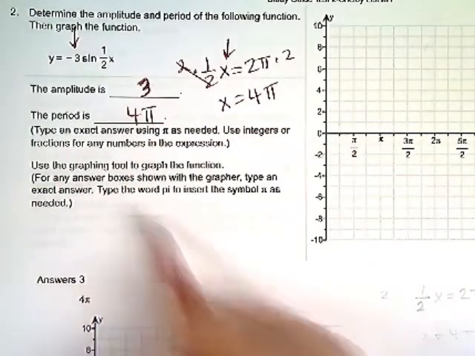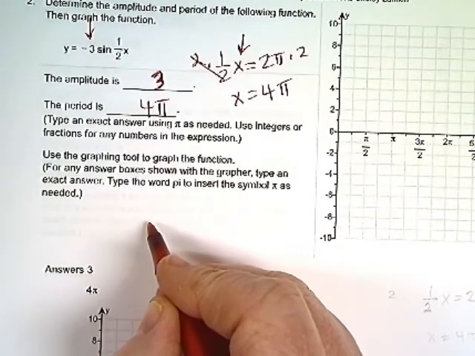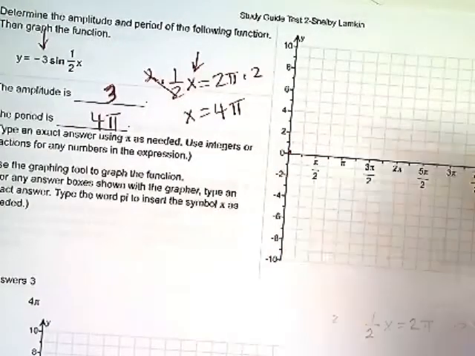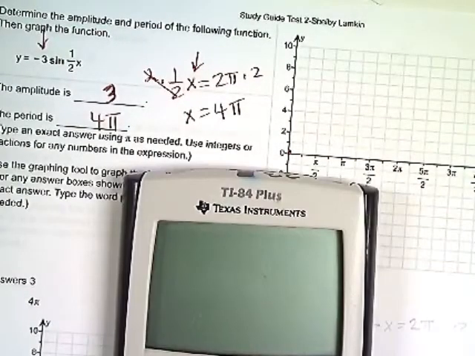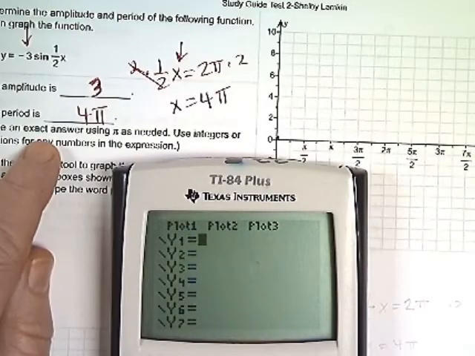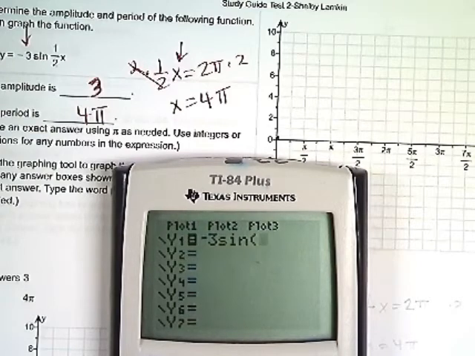Okay, now it says to graph it. Well, it's a sine function, so we know that the sine at 0 is 0. So we know it's going to go across here. I'm going to show you how to use your calculator to help you do that. Now, you can put this in your calculator. If you put in -3, that's the amplitude. That means it's going to be taller. It's going to start with a negative, so it's going to be flipped upside down from what it normally would do. Sine of 1/2 x.